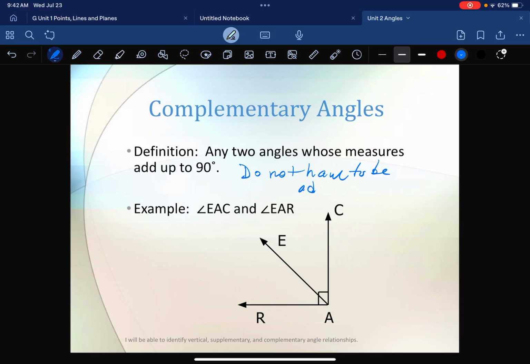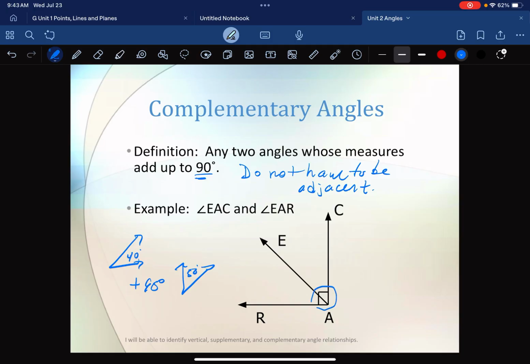And that's the big mistake a lot of students make. As long as they add up to 90, they are complementary. They could be two completely separate angles like this and like this. And if this were 40 and this were 50, then I could say, oh, those are complementary because they add up to 90. Okay, so they don't have to be next to each other. It's just in this sketch down here, they are.